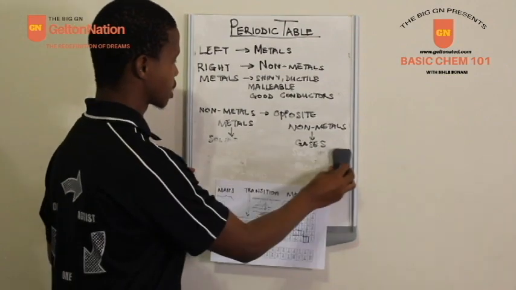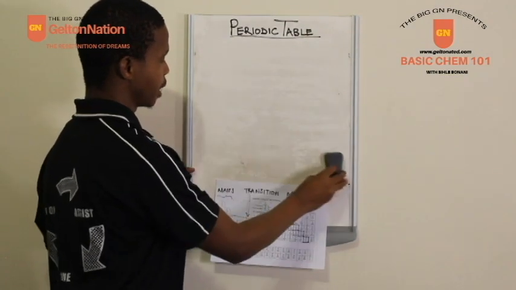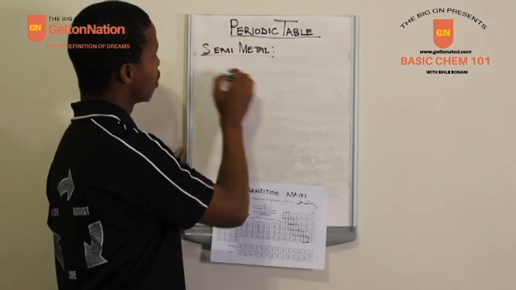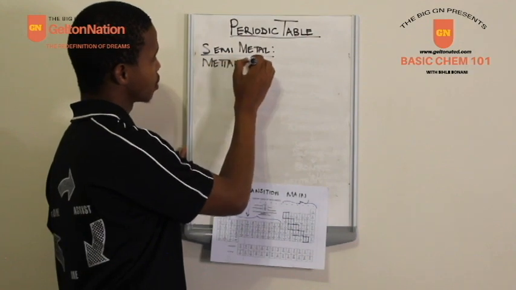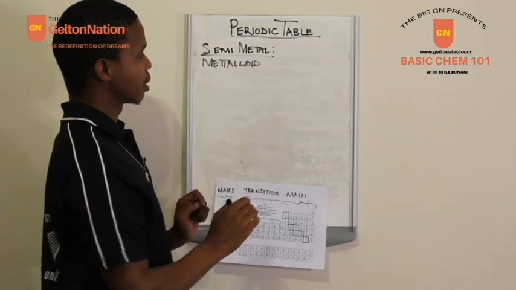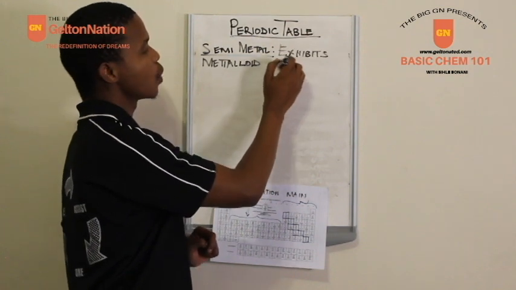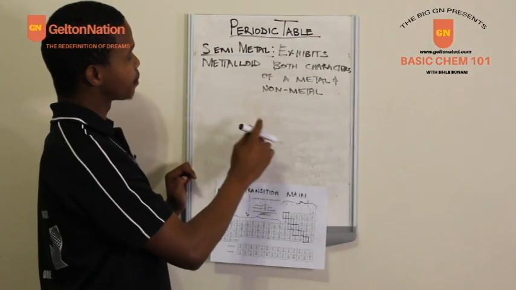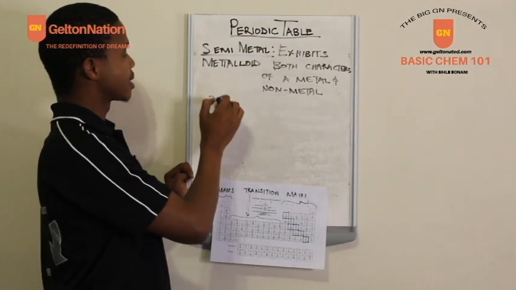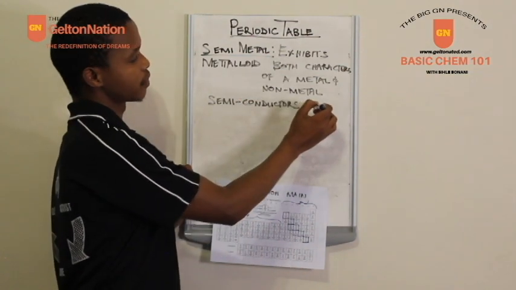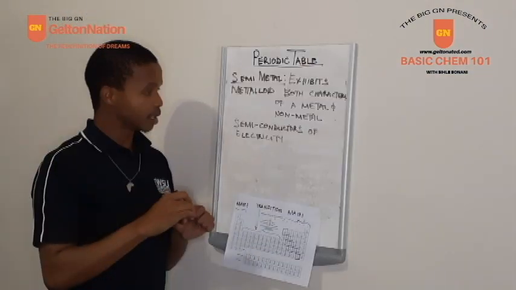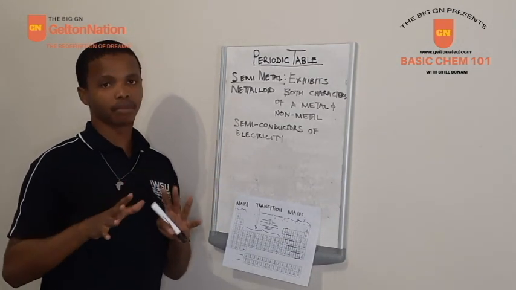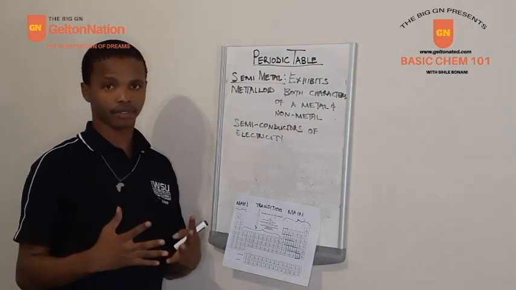But you find that there is a border between a metal and a non-metal. You get what is called a semi-metal or a metalloid. A semi-metal exhibits the characteristics of both a metal and a non-metal, and they are also semiconductors of electricity. Now, with semiconductors, you find that at room temperature they are poor conductors of electricity.